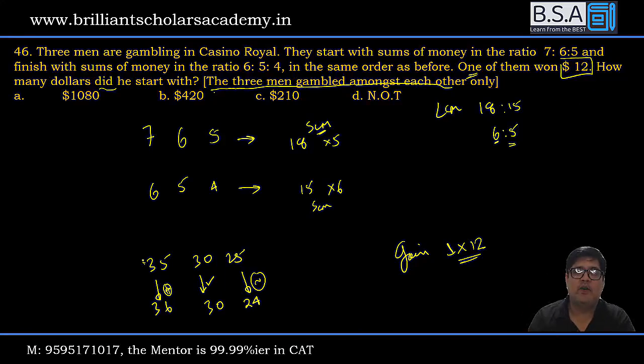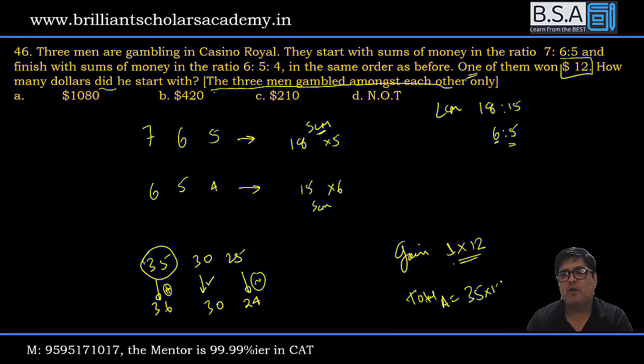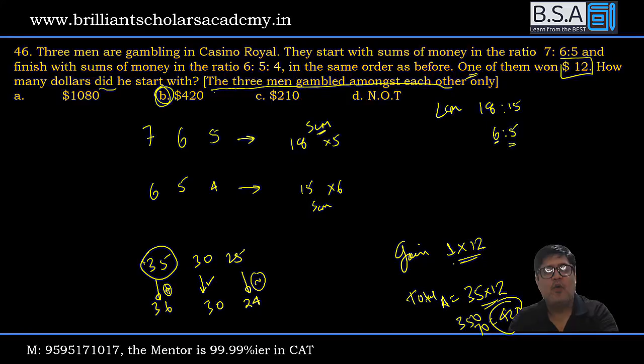So this is the original value. According to me, 1 is to become 12 times. So total money of the person A should be 35 into 12. Let me rearrange. That looks like to me as 350 plus 70, 420. So this person in the beginning had $420. Yes, your answers are correct. Very good.